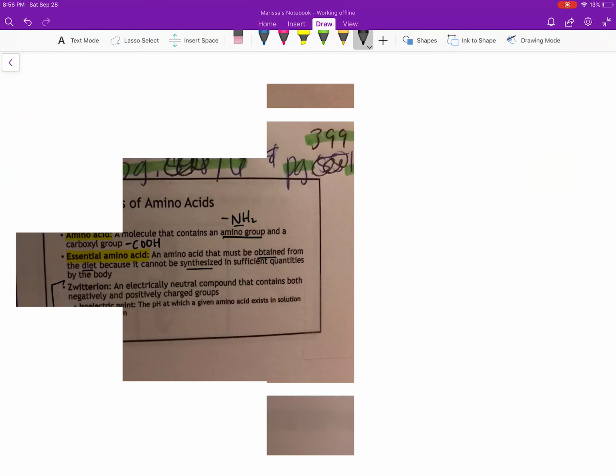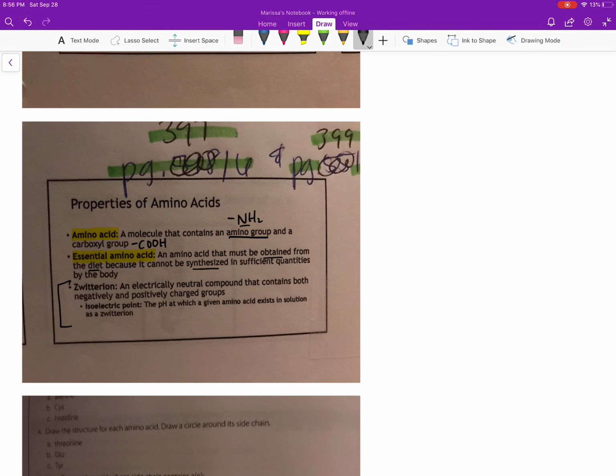You should get it as a handout, the 20 amino acids, okay? It'll help you. I'm not going to ask you to memorize them. The only one that's really, I would say, super crucial to know is glycine, and I'll tell you why.